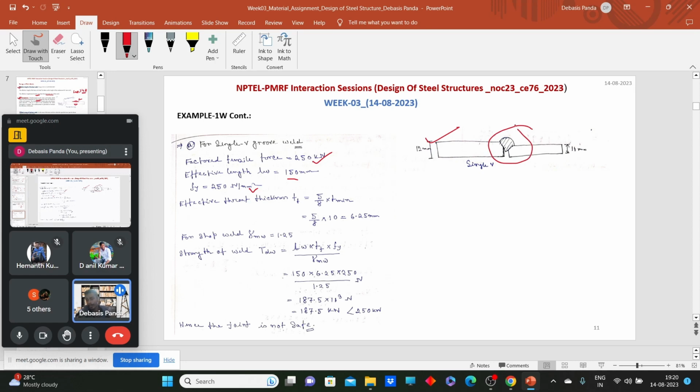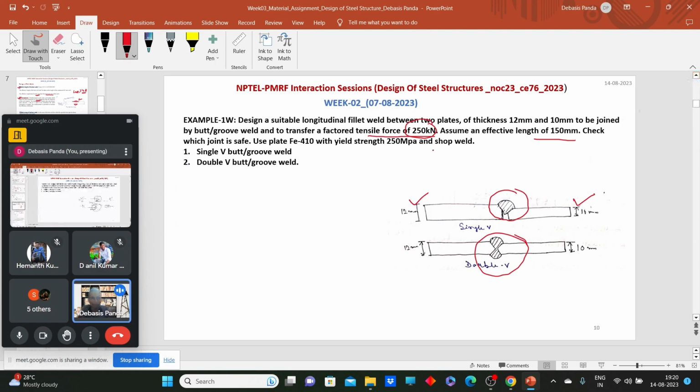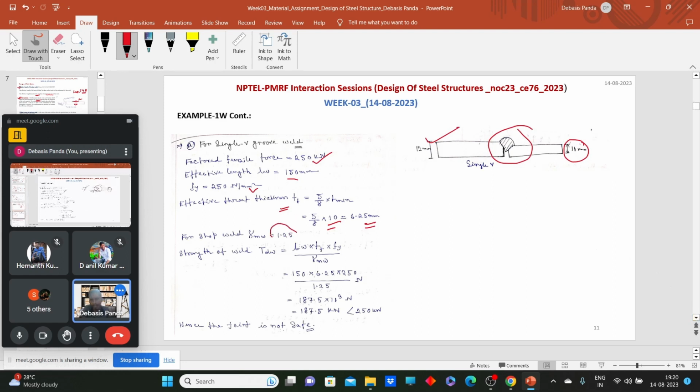Now we are calculating the stresses. So what should be the effective throat thickness? 5/8 of the minimum thickness of the plate. So 5/8 of the, which is the minimum thickness? The 10 mm. So 5/8 of 10, so we'll get 6.5 mm. Now here in the problem, which kind of weld is defined? You go for shop weld. So for the shop weld, what is the factor of safety? The factor of safety is taken as 1.25.